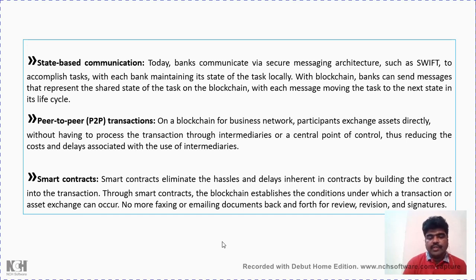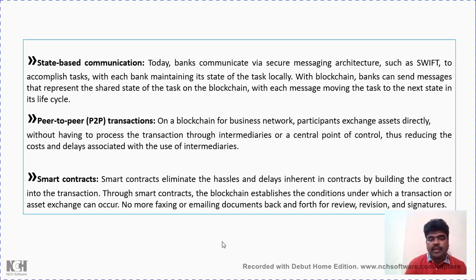Peer-to-peer network transactions on blockchain. In a business network, participants exchange assets directly without having to process the transaction through intermediaries or a central point of control, thus reducing the cost and delays associated with the use of intermediaries. Because it is a peer-to-peer network, suppose any of the nodes is down or not participating in the network, it doesn't stop the entire functionality of the blockchain. So that is a good advantage.